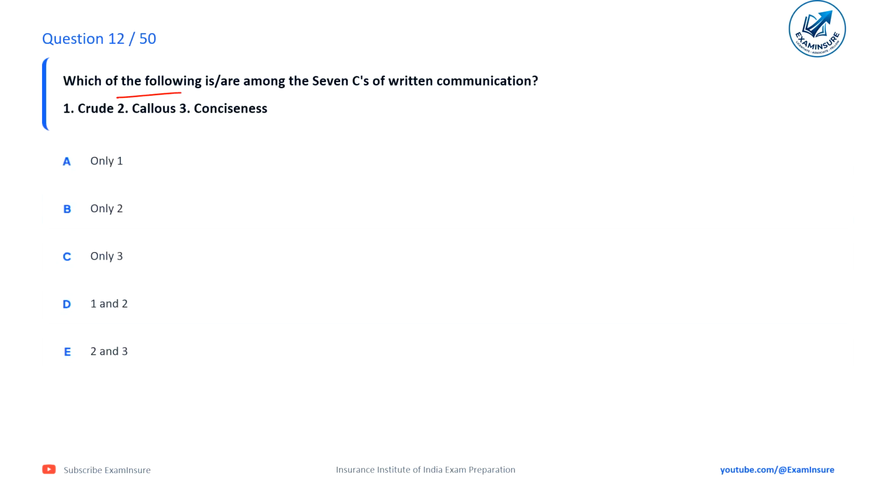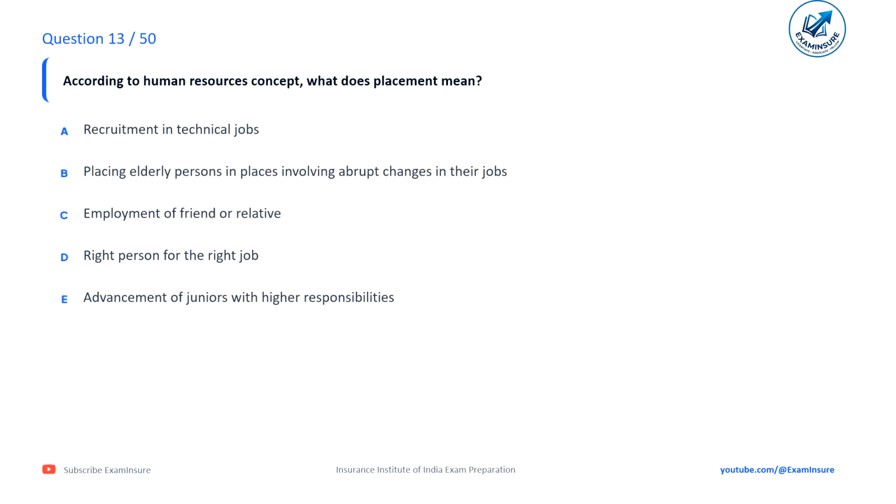Which of the following are among the 7 C's of written communication? Clear, careless, and conciseness. So the correct answer is only conciseness is among the 7 C's of written communication.